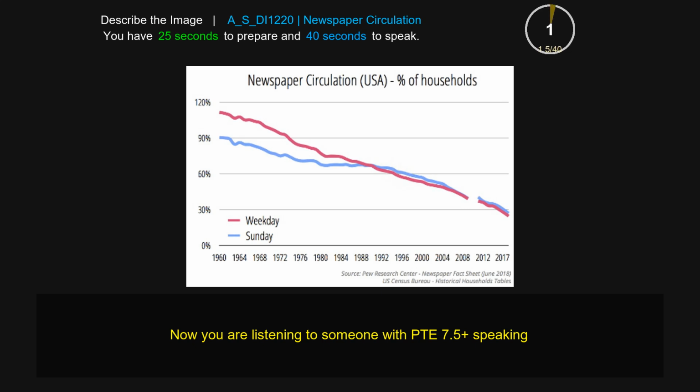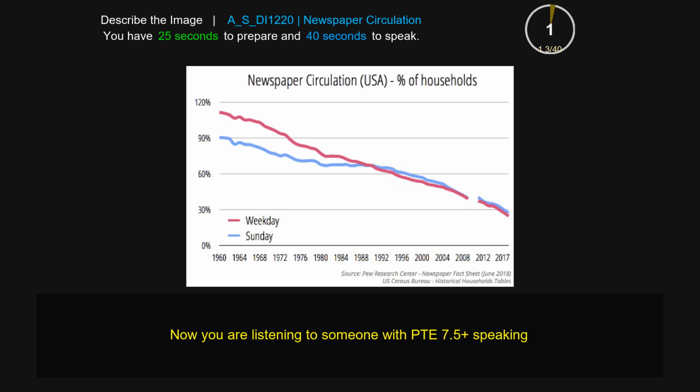The given line graph presents the information about newspaper circulation in the households of USA from 1960 to 2017 on weekdays and Sundays. From the picture, it is clear that newspapers were highly circulated in 1960 and it was less circulated in 2017. It is also clear that it was moderately circulated in 1988. In overall perspective, the picture provides the crucial information about newspaper circulation in the households of USA and a decreasing trend in the newspaper circulation, which is well supported by data and facts.